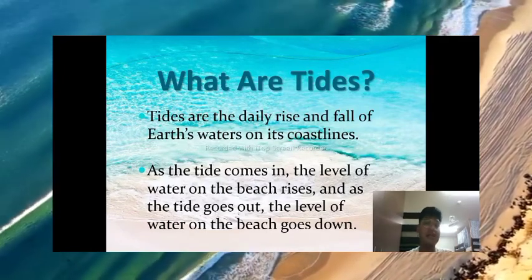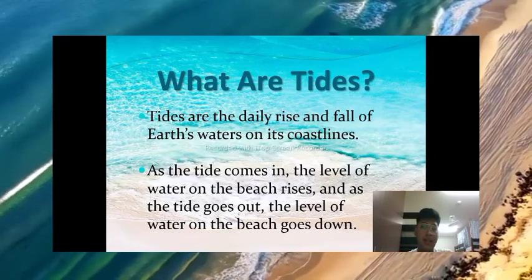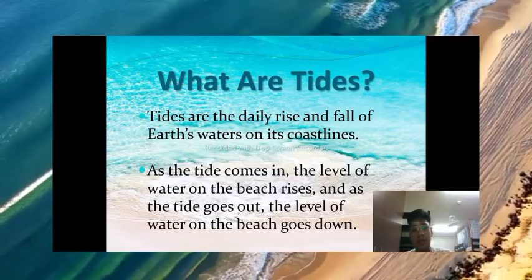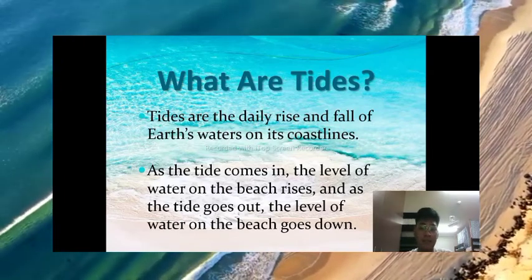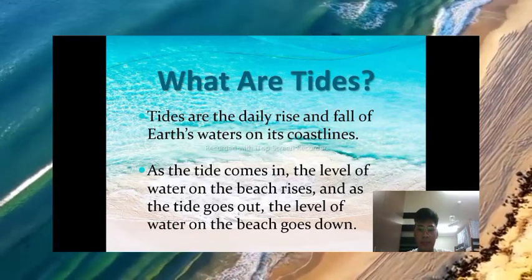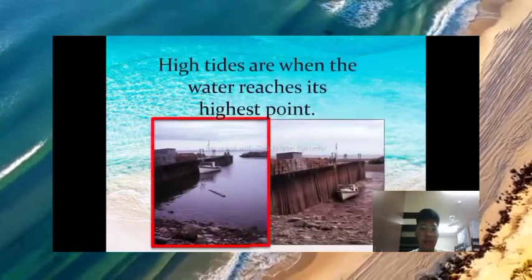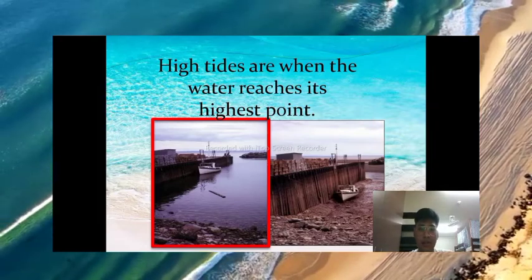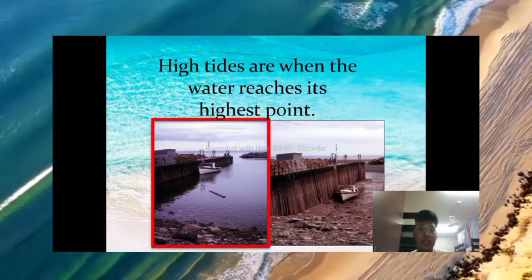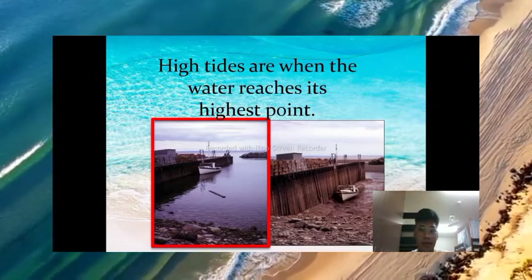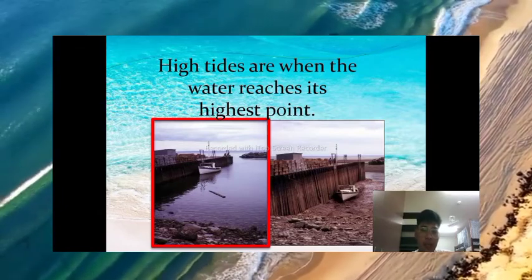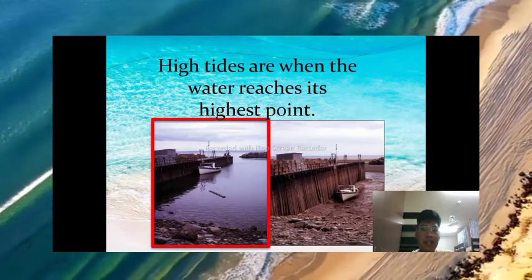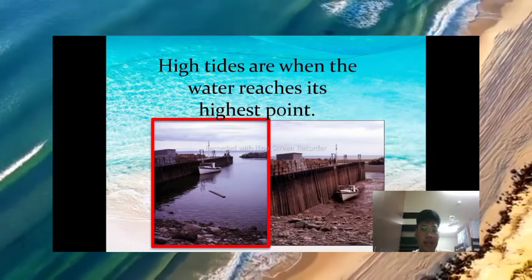So there are instances where the beach water rises and falls. The next one is what we call high tides. High tides are when the water reaches its highest point. If you can see in the picture, on the left side of the screen, the water is at high tide.